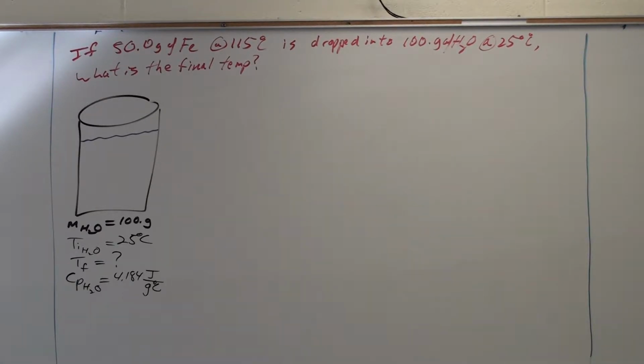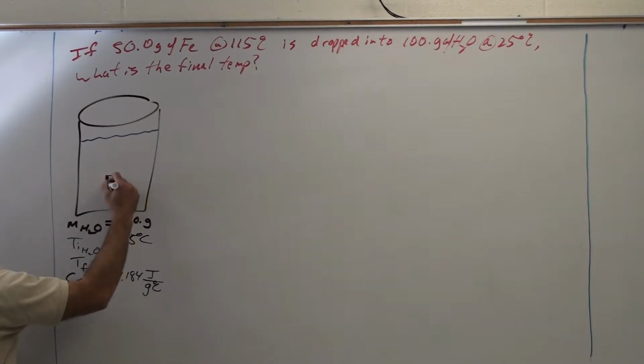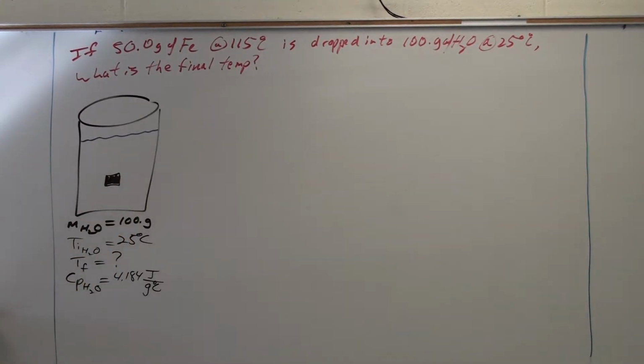Yep, Peter. How do you know which thing you're finding the final temperature for? It will be the same. So I've got this water. I drop my metal in. The metal is 50 grams. The initial temperature of the metal is 115 degrees Celsius.